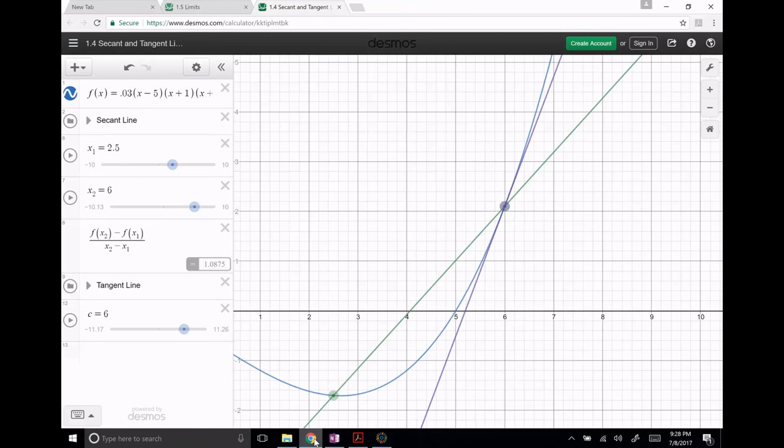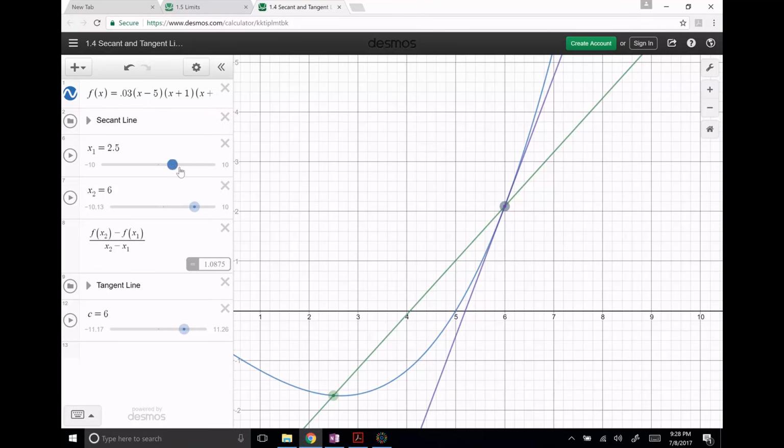Last time in 1.4, we looked at a graph like this, and our goal was to try to find this tangent line, specifically the slope of this tangent line. We talked a little bit about approximations, and we had this idea. So this is the tangent line at 6, which is what I'm interested in. And the idea was that we were going to use the secant line. So the secant line, we could take one of our points and pin it right here at 6.